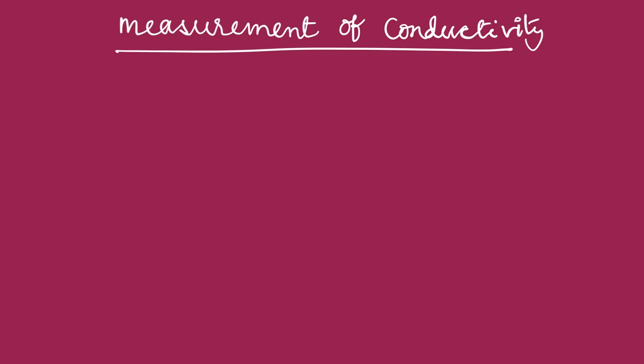Measurement of conductivity. What is the conductivity formula? Conductivity is equal to G star, that is cell constant, divided by resistance. So we already know that G star is nothing but cell constant. Cell constant is equal to L by A, length upon area.